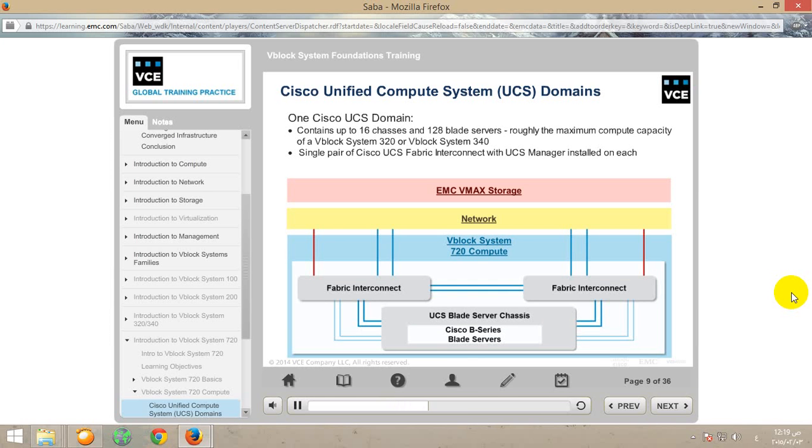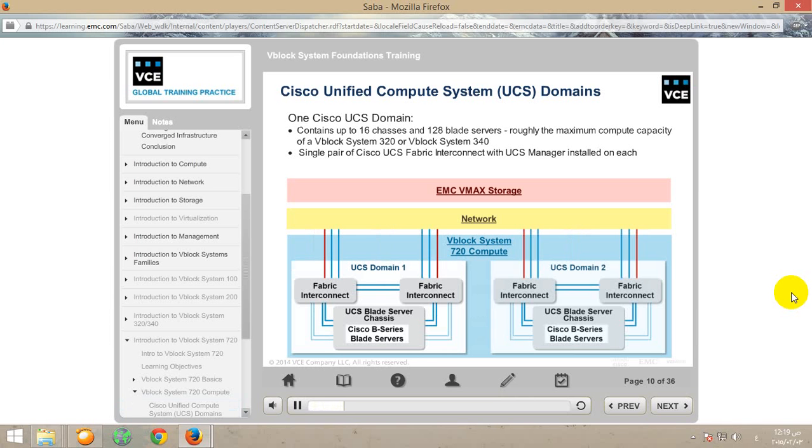There's a pair of fabric interconnects and multiple blade server chassis containing blade servers. This is a single UCS domain. Every UCS domain consists of a pair of fabric interconnects and multiple chassis and blades. VBlock System 320 and VBlock System 340 contain one and only one UCS domain, and cannot contain multiple domains. Imagine a VBlock system with two domains, essentially a single VBlock system with the equivalent compute power of two separate VBlock System 320s or VBlock System 340s.